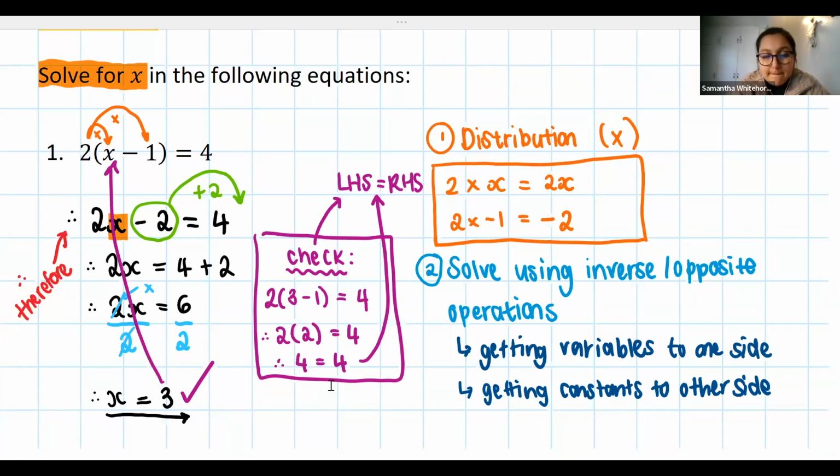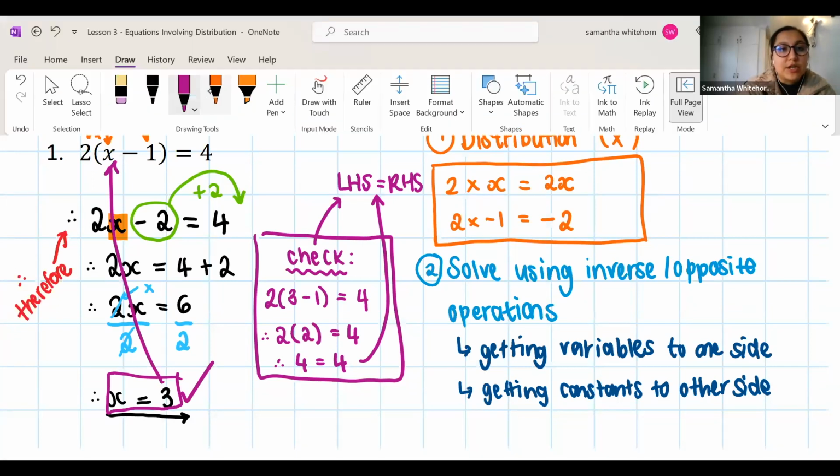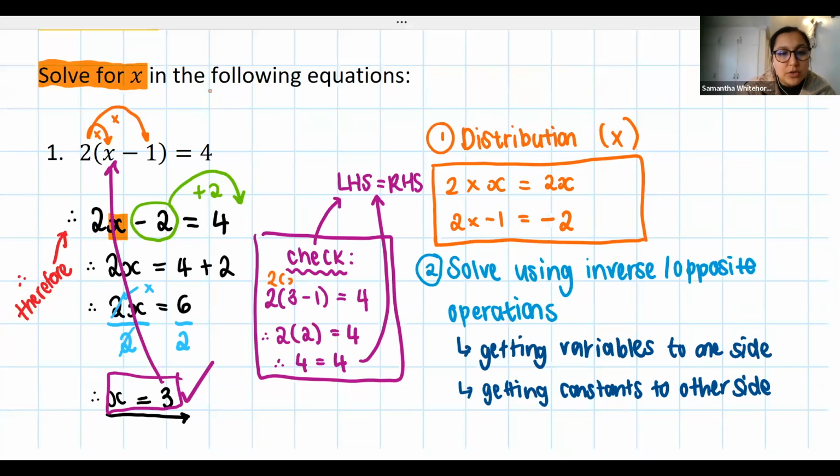Okay, Miss. So can you tell me now, how did you get the answer to 4? What do you mean, the answer to 4? Which part? In the purple block, left-hand side is equal to the right-hand side. Okay, so what I did in the purple block was I took my answer for x and I substituted it into the original equation, because remember, this was 2 times x minus 1 equals 4. So I replaced the x with a 3.